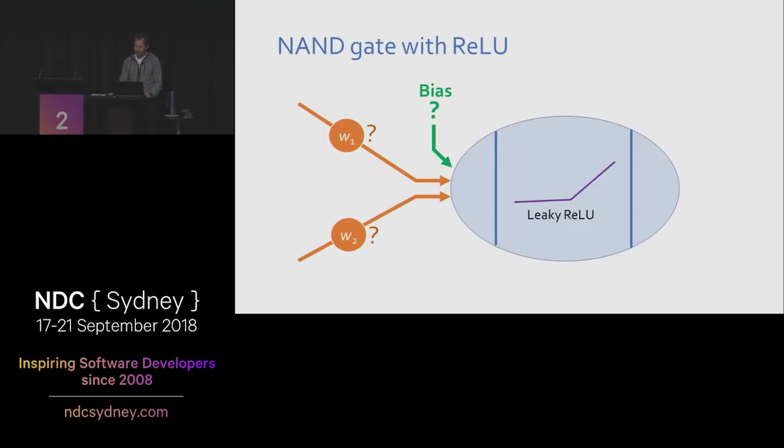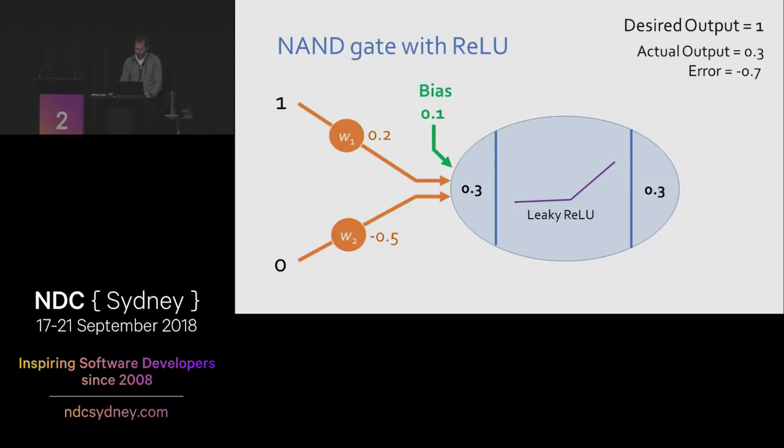So let's go back now and plug that leaky ReLU into our NAND gate. Again, we start out with small random values. And this time, I'm going to plug a 1 and a 0 in there. So the combined input is now 0.3. In this case, the desired output is 1. The actual output is also 0.3, because when we put 0.3 through that ReLU, because it's greater than 0, it's simply 0.3. It's a 1-to-1. So now the error is minus 0.7.